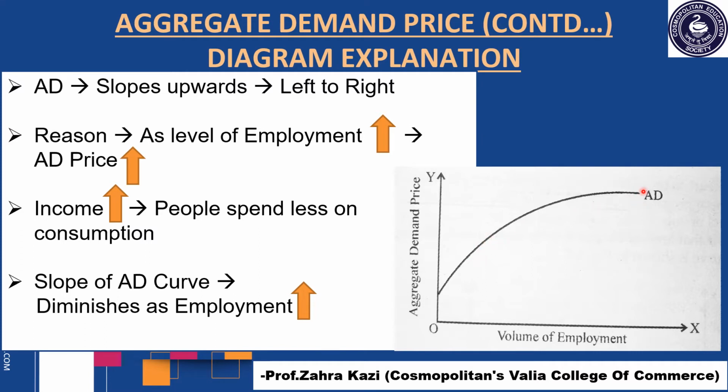Okay, but till this point, after this, it starts diminishing. That is, it starts falling. And that is why we say that the slope of the aggregate demand curve diminishes as employment rises. So even though the employment and income is rising, after reaching the maximum point, aggregate demand will fall.